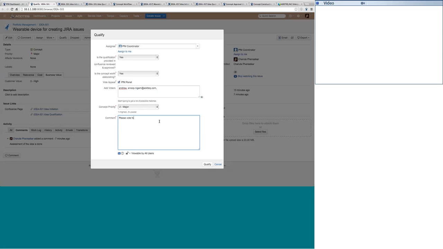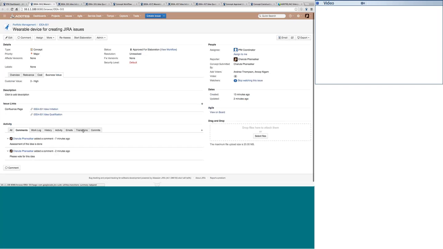And the moment I click on qualify, an email would be sent to the voters and their names will be added here. You can see that in the voters list, these two voters were added. Now it's very simple for Andrew and Anup to go and vote for the idea. They simply have to jump to this idea with their own Jira login. They can see an option here to vote for the idea. The moment you press the voting here, the number of votes for this idea would increase. I'm not saying that this is the only decision point to decide whether the idea has to go ahead in the workflow or not, but definitely the more the number of votes, it boosts the confidence of the PFM coordinator to elaborate the idea further on.